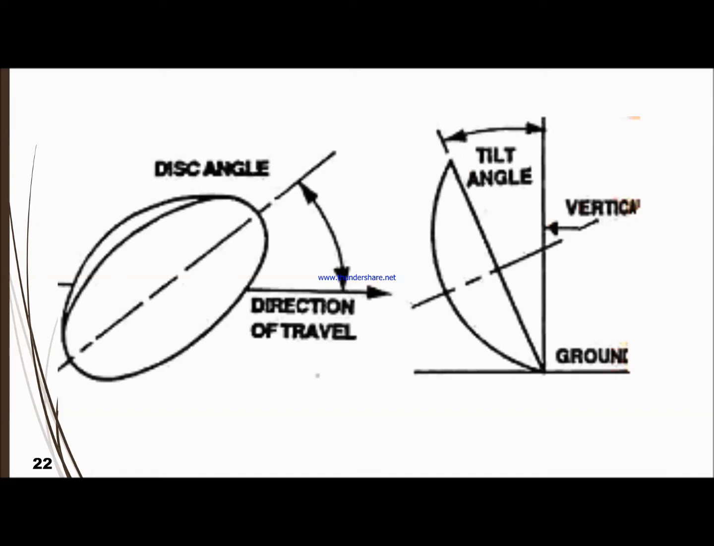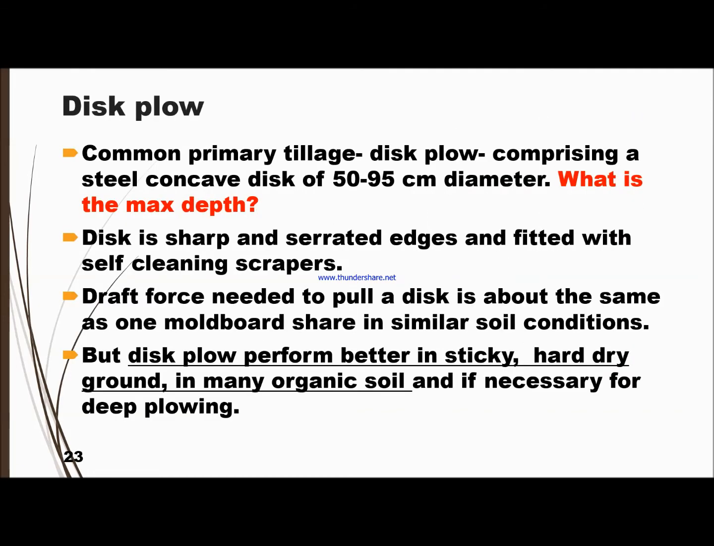So we are talking here about the angle of the cutting. The direction of travel must be proportional to the direction of the tip angle. In the lab, we'll show you how it's actually done in a better scenario. So next we move on to the disc plow.